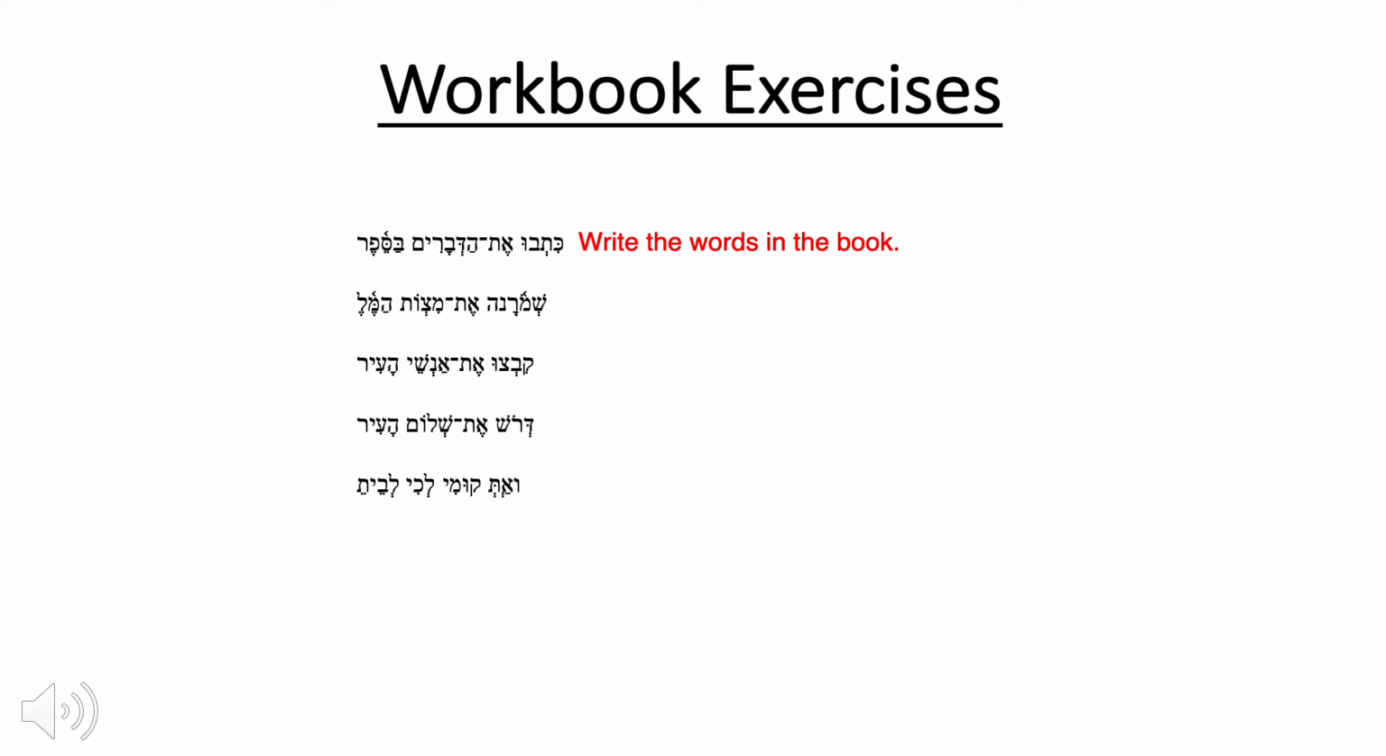The verb kitvu is actually an imperative, second masculine plural from katav, to write. Write, followed by the direct object marker, and devarim, the words, what it is that are written, and then a locative prepositional phrase indicating where they're supposed to be written. Basefer, in the book. Write the words in the book. What about number 2?